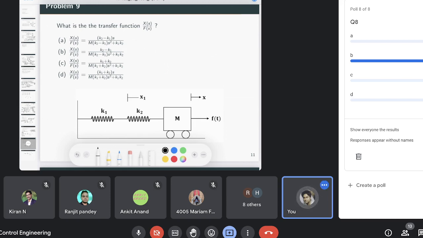The output could also be x1. So we want to find the relation, and this is the transfer function. For finding that, you just use the previous equations you have derived for the system: one equation at node x, another at node x1, to match the force balance equation. Using that you can find this transfer function.